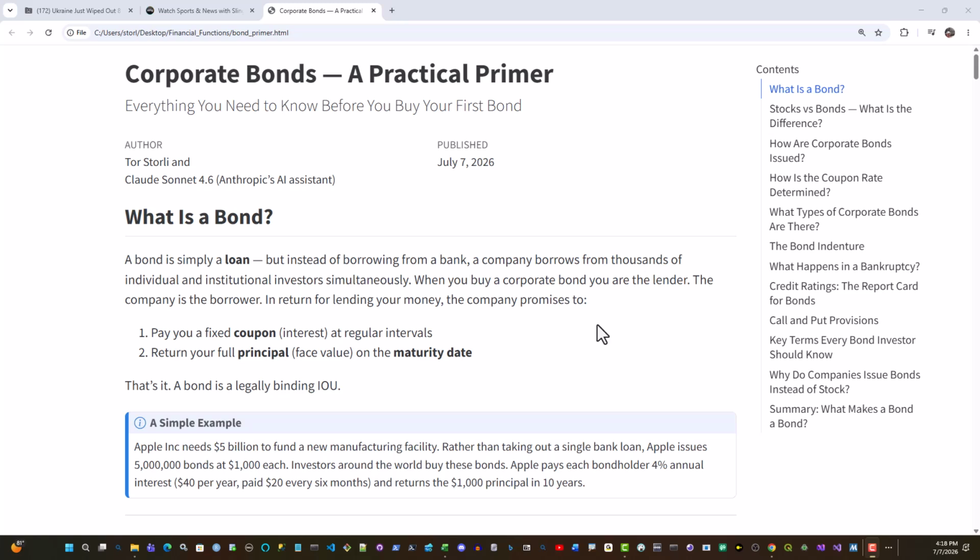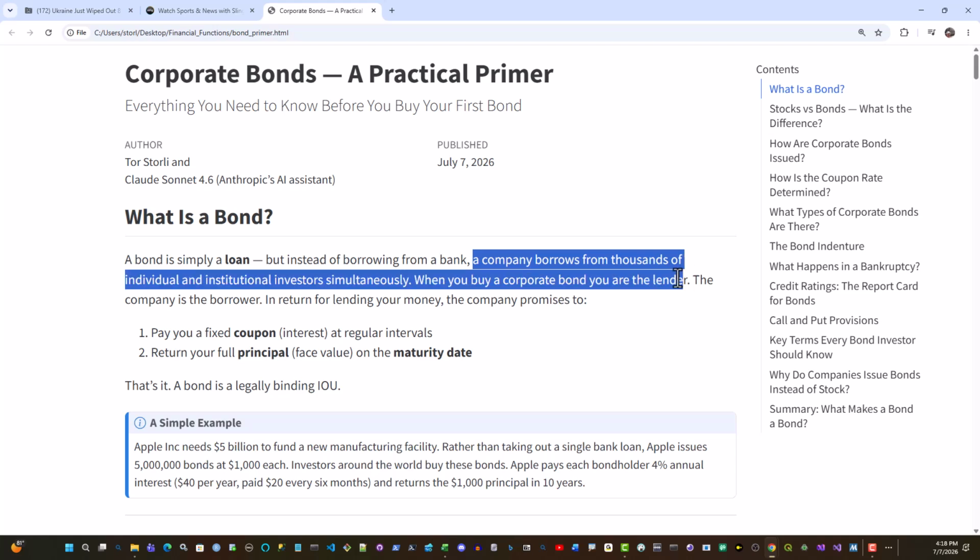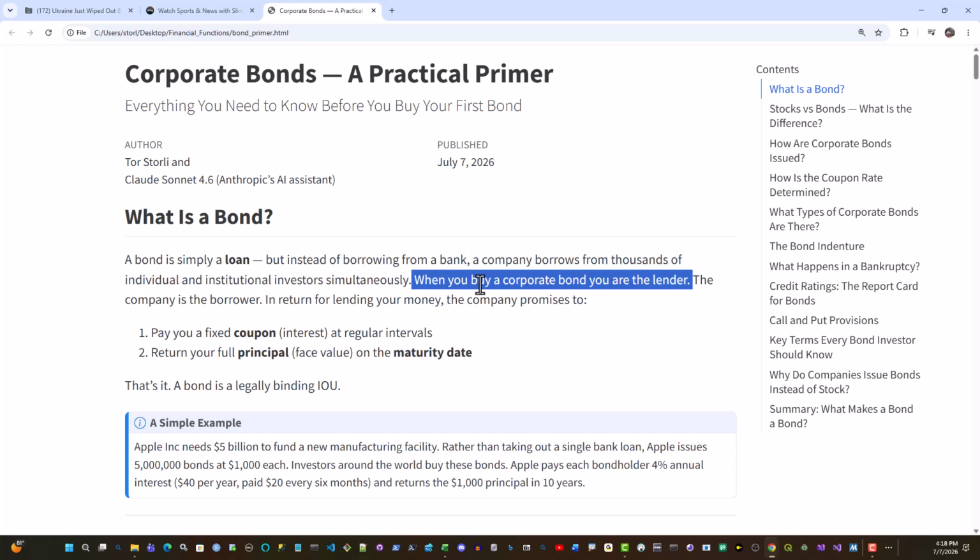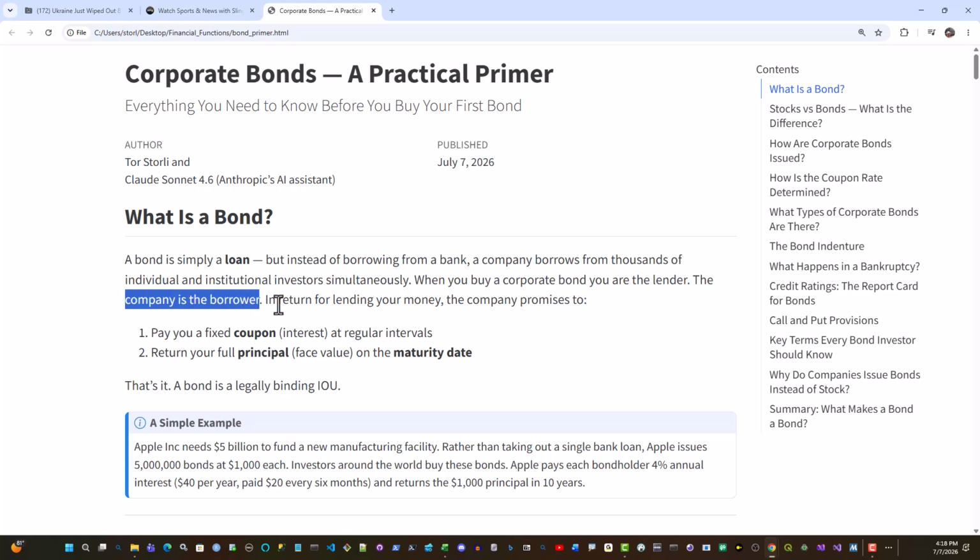So what is a bond? Well, it's basically a loan. Instead of borrowing from a bank, a company can borrow from literally thousands of individuals or institutional investors. When you buy a corporate bond, you are the lender. You're lending money to the company, which they need for their operations, etc. So it's a way for them to create financing. The company is therefore the borrower, and you are the lender, along with those thousands of other people who give money to this company.